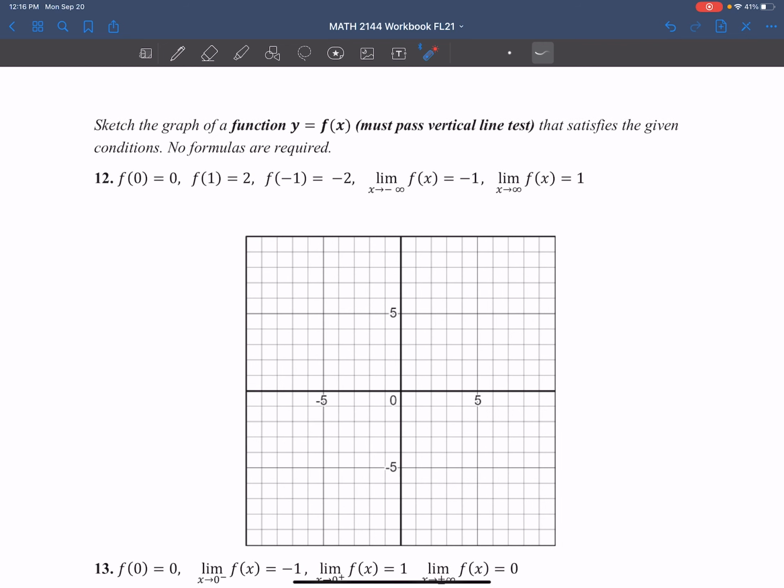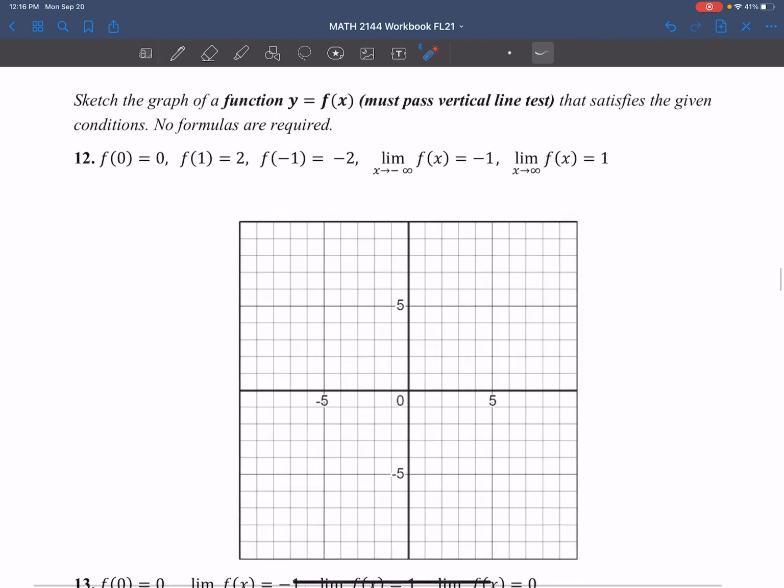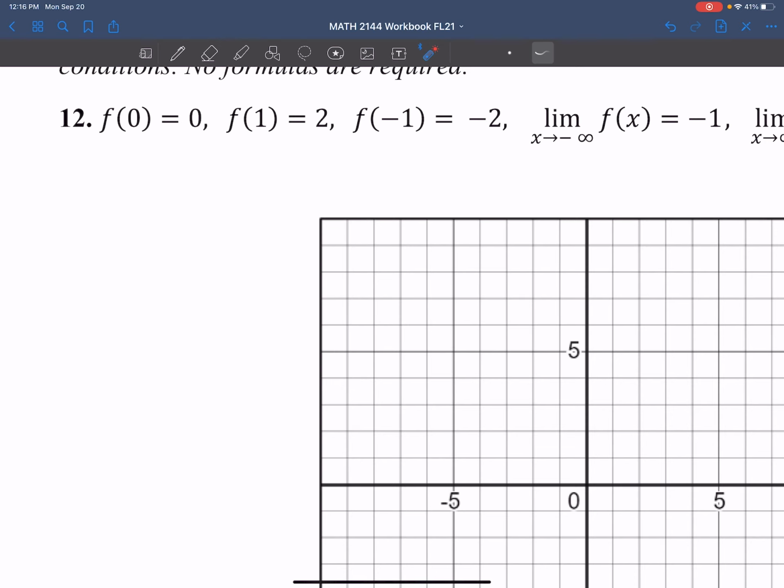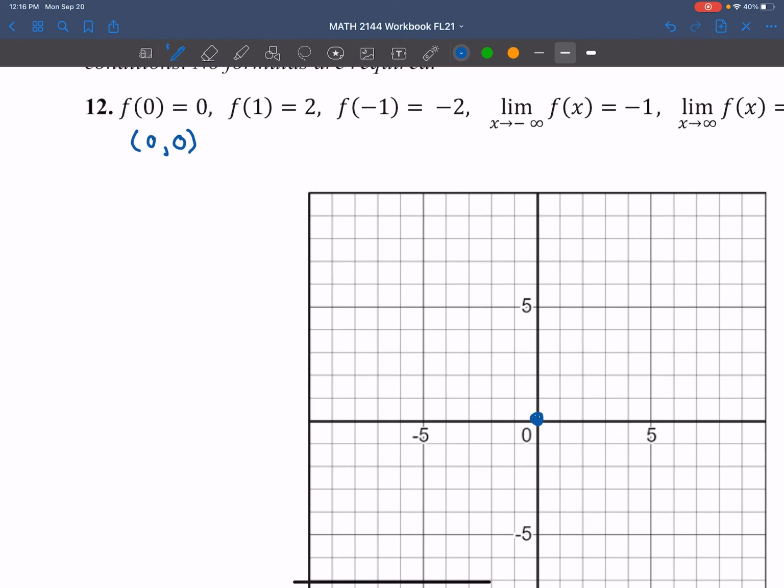So I'll do one, and then I'll give you the bottom one to do to see if the idea has stuck. What we're asked to do is to make up our own function that satisfies these conditions. You don't need to figure out the formula, but let's think about what this information is telling us about the graph. Well, f of 0 is equal to 0. This is telling us that the point 0, 0 is on the graph. So I'm going to go ahead and put that right there. That point has to be on the graph.